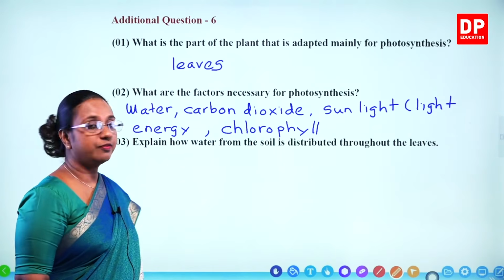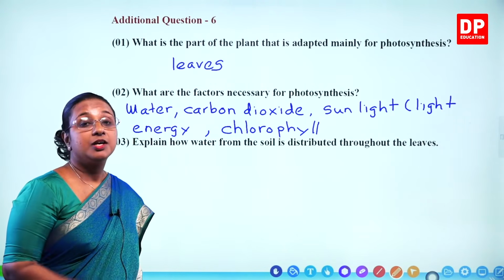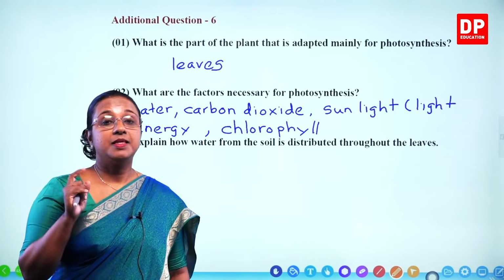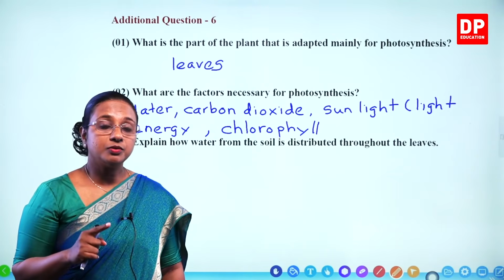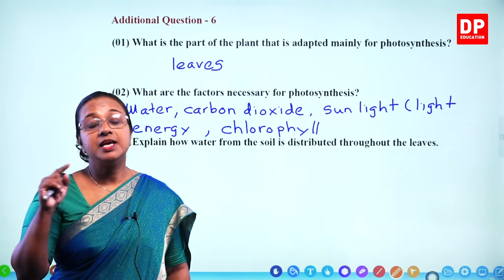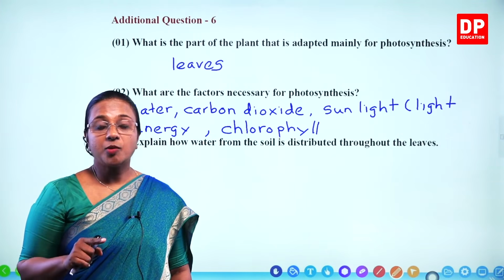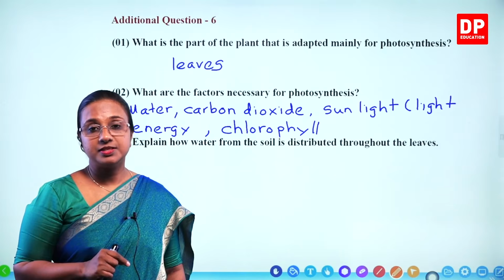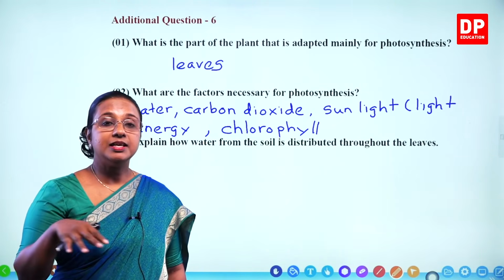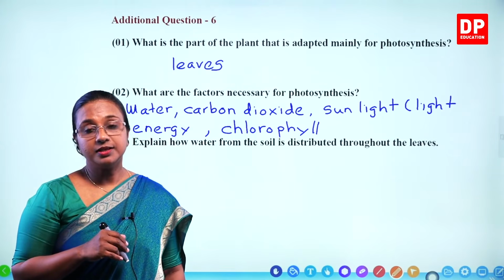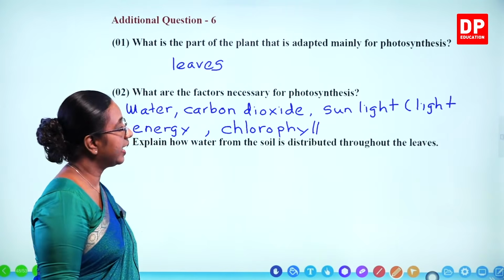Explain how water from the soil is distributed throughout the leaves. You all know this process. The root hairs absorb water. Water travels through the cortex and the endodermis into the xylem of the root. Then from the xylem of the root to the xylem of the stem and to the xylem of the vein. And finally, they spread throughout the mesophyll cells. So that is what we have to explain here.